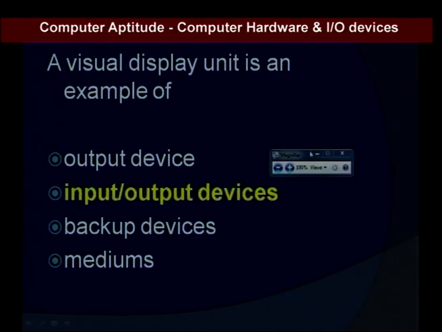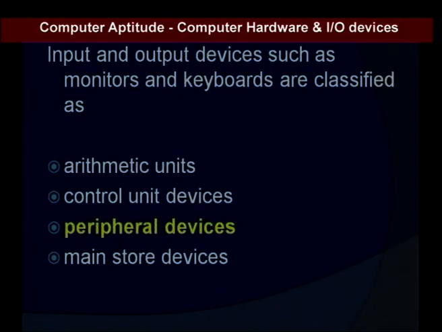Next question: a visual display unit is an example of a visual display. Visual display means it is the screen. So the screen is an input and output device. That is, input and output devices include visual displays, screens, projectors and desktops. These are the visual displays.